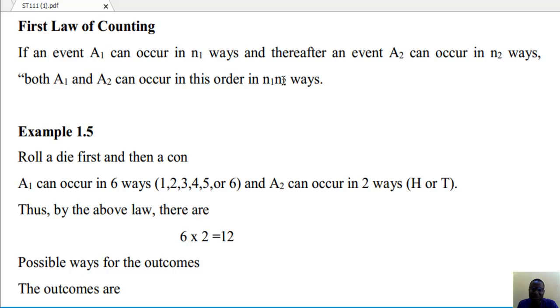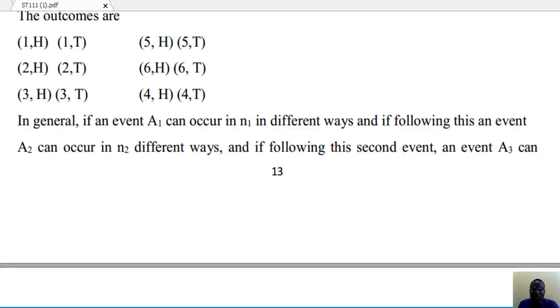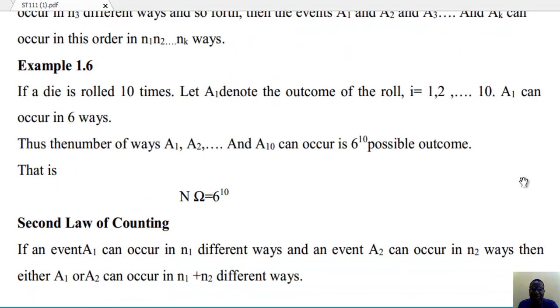So how many outcomes can you get when you roll a die? You can get 6. And how many outcomes can you get when you toss a coin? 2. So from the law of counting, you get 6 times 2, which is 12 outcomes for the two events. Let's go to the second law quickly.